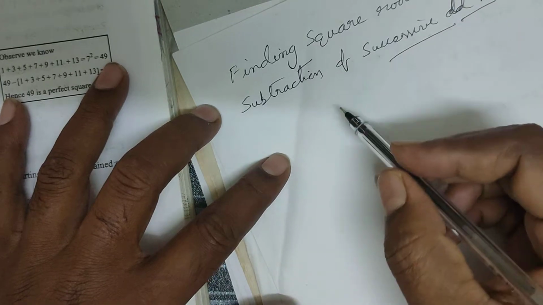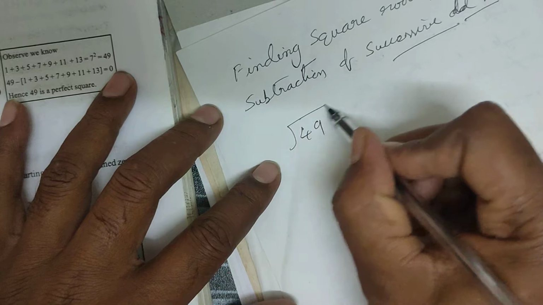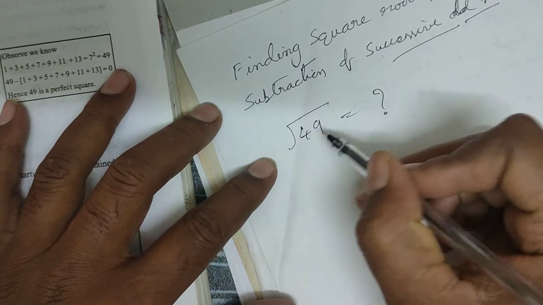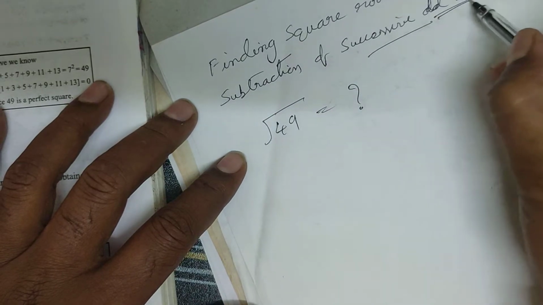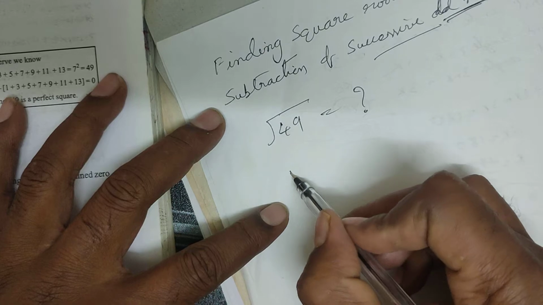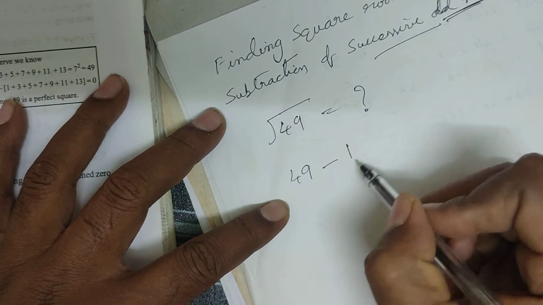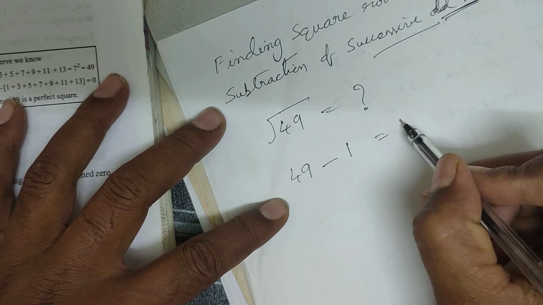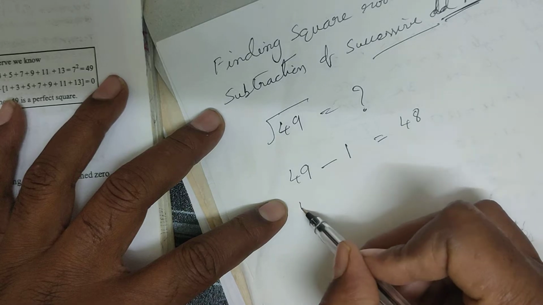How we should do, we'll see it. So here 49 square root you have to find. So successive odd numbers. What is the first odd number? 1. So from 49 subtract the first odd number 1. How much did you get here? 48. Very good. So the result you have to take again.